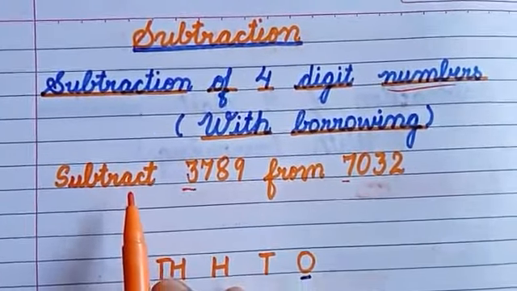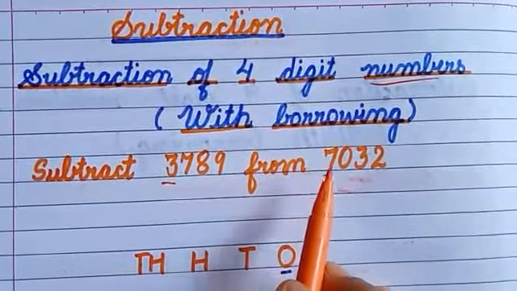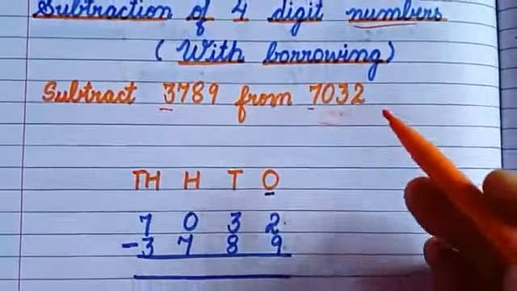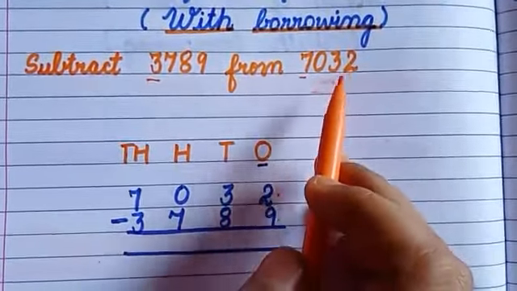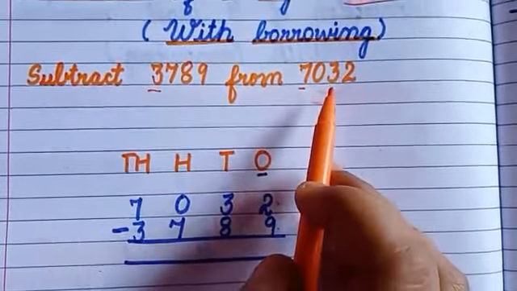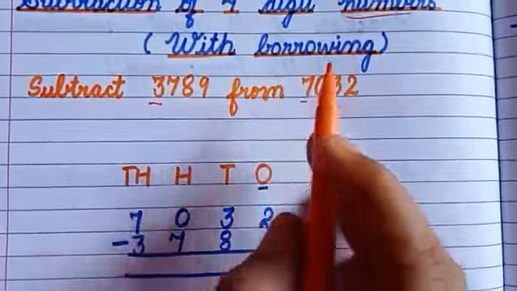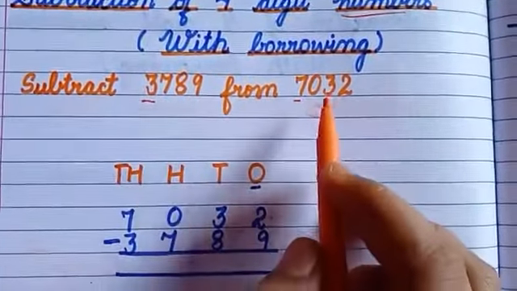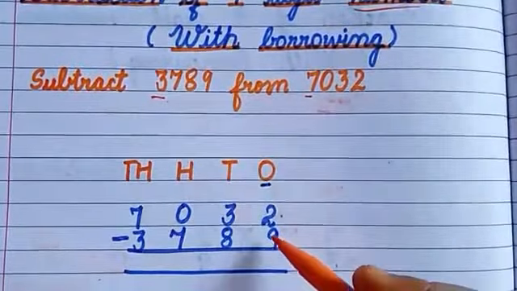Okay. The question is: subtract 3789 from 7032. Student, look at these two numbers and tell which number is bigger. Yes, that's right. This number is bigger. Here is the 7000 and there is 3000, because 7000 is bigger than 3000. So we will write this number above and this number below.